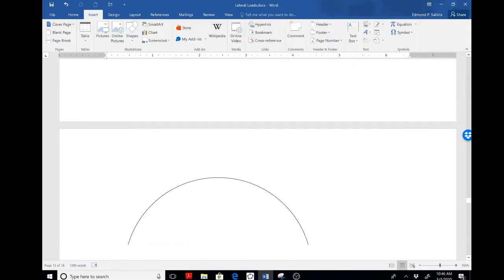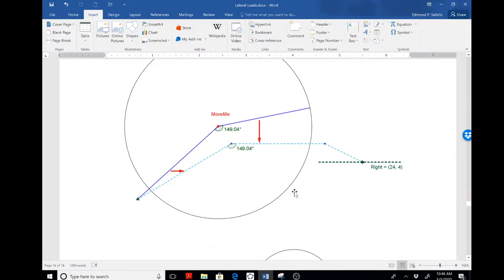So the first step to do is to recognize that there will be a perturbation here, but rather than perturbing the right, let's perturb the point here that I'm going to call move me, and redraw the frame starting at the pin, which doesn't move even in the perturbed situation, drawing a circle around the first leg of the frame to get the move me point, finding this angle between the original two legs here, which happen to be 149.04, and then establishing the second leg of the frame based on the radius, which would be this beam length.